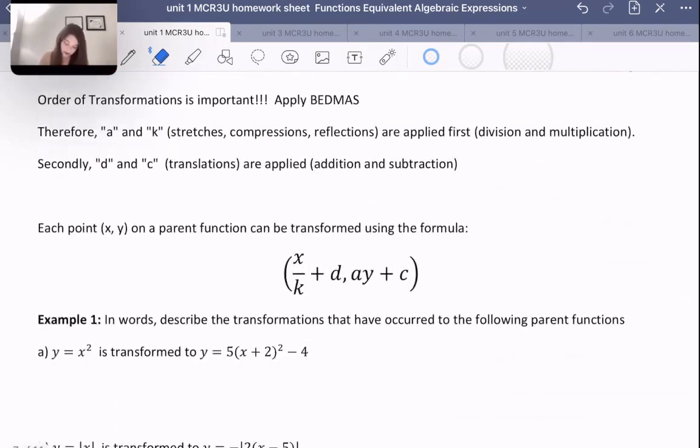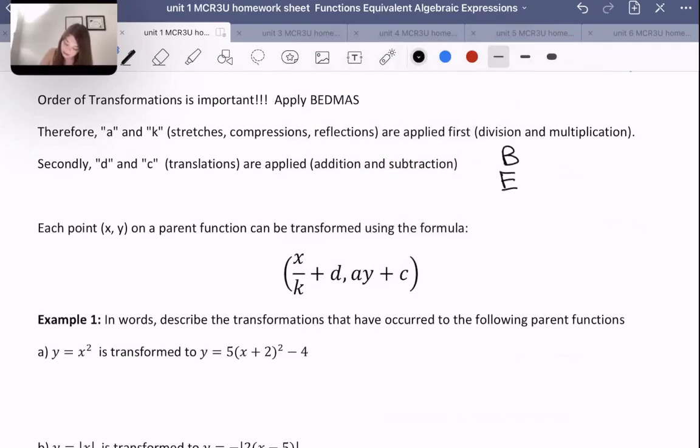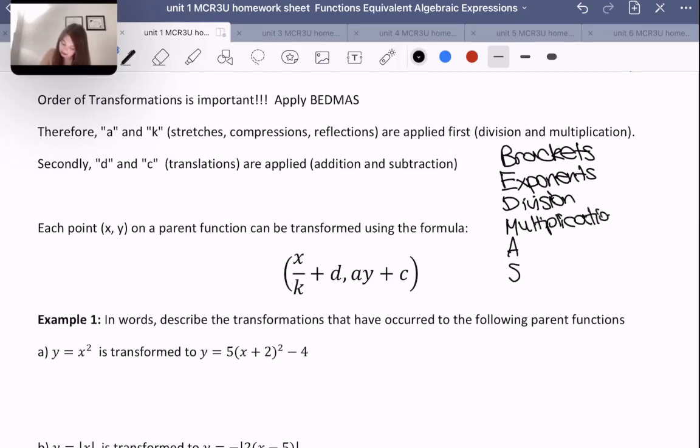Here it reminds us that order of operations is important. Apply BEDMAS. So for anyone who doesn't know what BEDMAS is, BEDMAS stands for brackets, exponents, division, multiplication, addition, subtraction. Okay, so basically this indicates the order we do things.